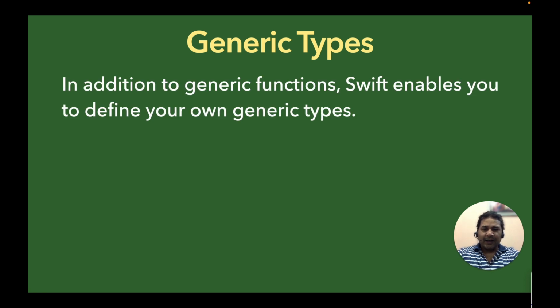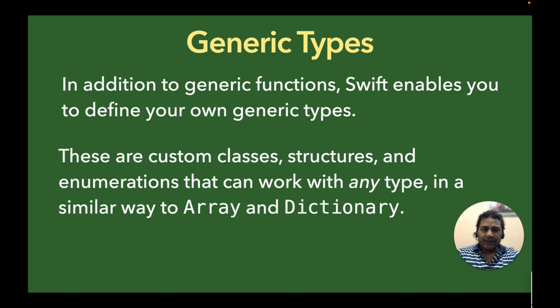So friends, in addition to generic functions, Swift enables you to define your own generic types. In our previous lecture, we discussed how we can use multiple types with a single generic function. These are custom classes, structures, and enumerations that can work with any type in a similar way to array and dictionary. Like array and dictionary can work with any type like integer, string, float, similarly classes, structures and enumerations can work with any type using generics.